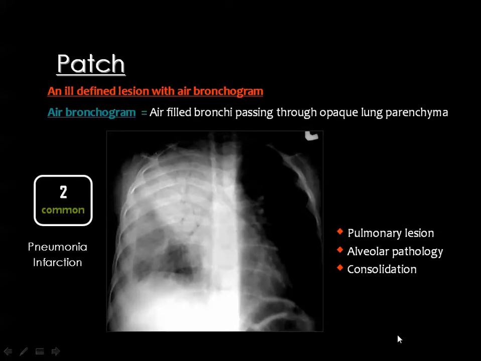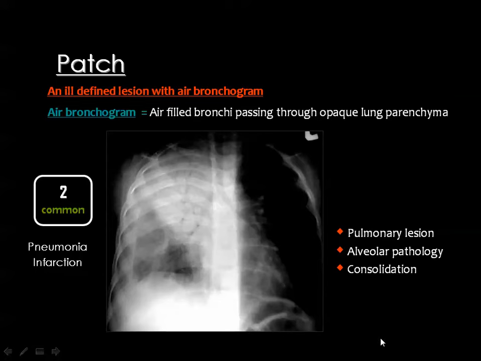Then we came to the patch, and the patch is an ill-defined lesion containing air bronchogram, and there are two possibilities, the pneumonia and the infarction. And actually the differential diagnosis between pneumonia and infarction depends mainly on the clinical history, because both lesions will have an opacity in the lung associated with pleural effusion, but the history is different. Pneumonia will present by fever, cough, and expectoration. Infarction will present by acute chest pain and hemoptysis.